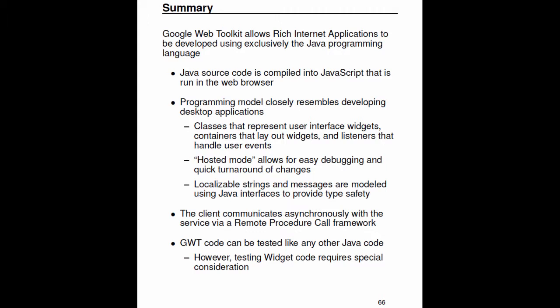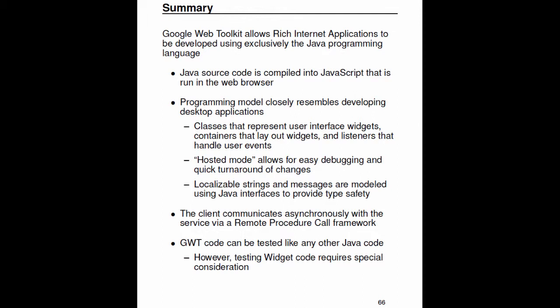Working with the GWT API is a lot like building desktop applications, especially desktop applications that are written in Java. So they have classes that represent user interface widgets, containers that are responsible for laying out widgets, and listeners that handle user events. GWT's runtime environment is a little interesting. They have a hosted mode that's used during development that allows for easy debugging and a quick turnaround of changes. And then when you want to deploy for real, you run in web mode. That's when all the JavaScript compilation happens, and GWT applications just get deployed inside a standard Java web archive, WAR file, just like any other Java web application.